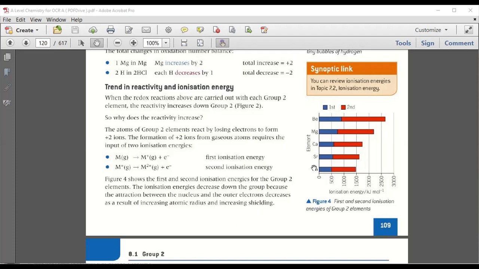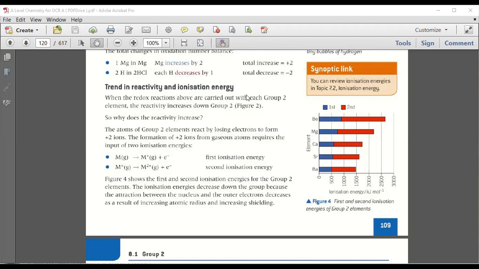Size increases. As the size increases, there is a large gap between the nucleus and the outermost shell. As the size increases, the force of attraction will decrease. And as the force of attraction decreases, it is easy to remove electrons, which makes the element more electropositive in nature. That is, the reactivity will increase. Is that clear? Okay, I will show you.